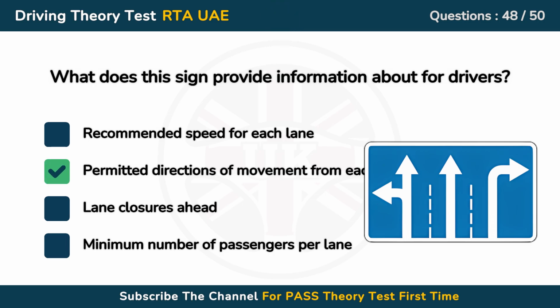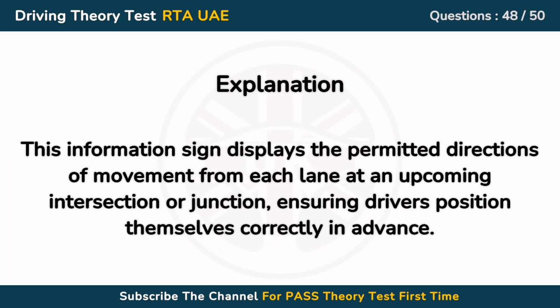Answer is B, permitted directions of movement from each lane. This information sign displays the permitted directions of movement from each lane at an upcoming intersection or junction, ensuring drivers position themselves correctly in advance.